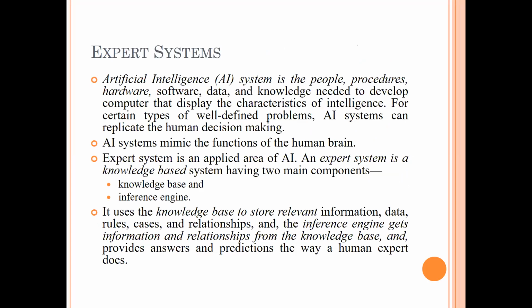Remember, we said we have specialized information systems. So we'll move on now to talk about those in detail. The first one that we'll look at is expert systems. An artificial intelligence system is a set of people, procedures, hardware, software, data, and knowledge needed to develop computers that display the characteristics of intelligence. For certain types of well-defined problems, artificial intelligence systems can replicate human decision-making.